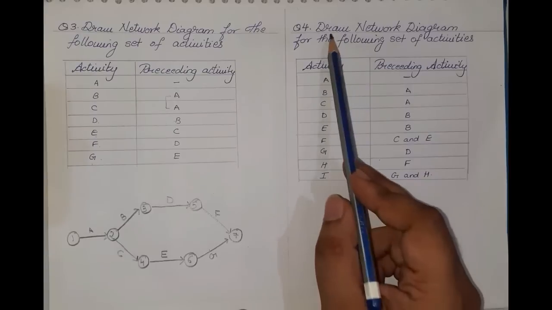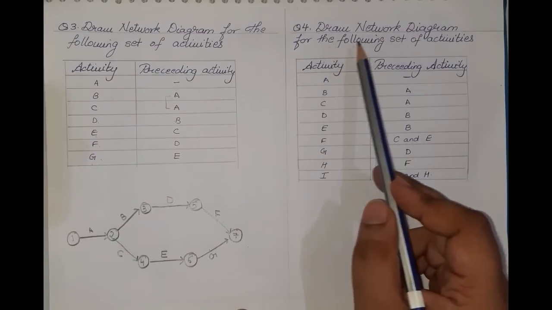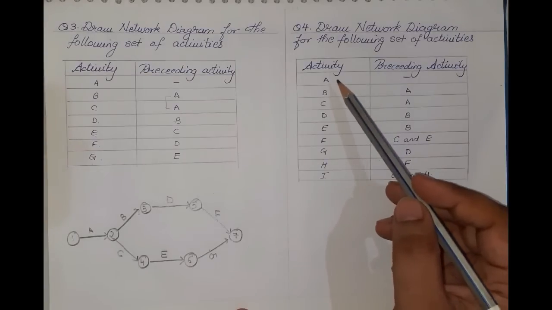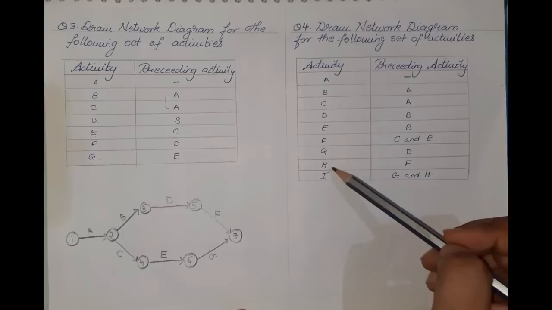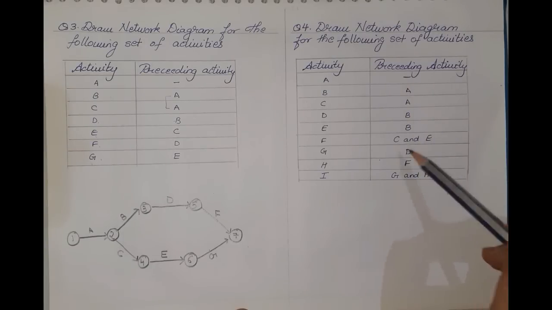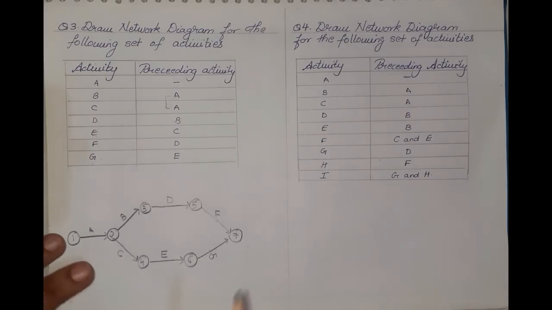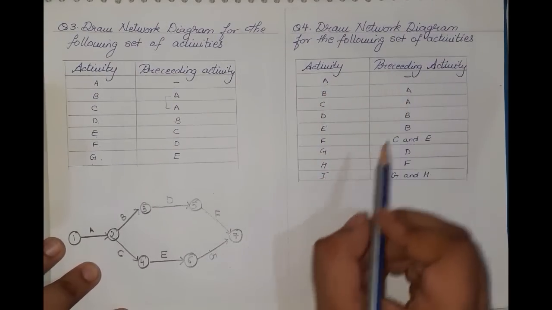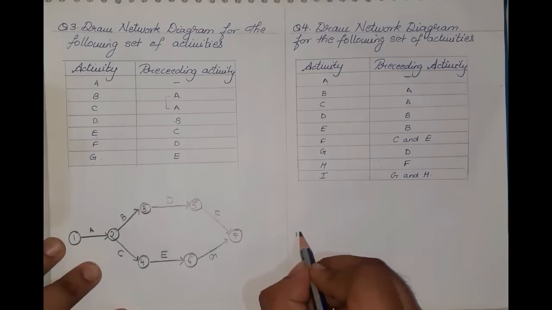Again a similar question. Draw a network diagram for the following sets of activities. Now many activities are given here, activity A, B, C, D, E, F, G, H, I, and they are given many preceding activities and merging activities. So now let us see how we need to solve this sum. Okay, first is activity A. Again the preceding activity is nil, so our sum will start with activity A.